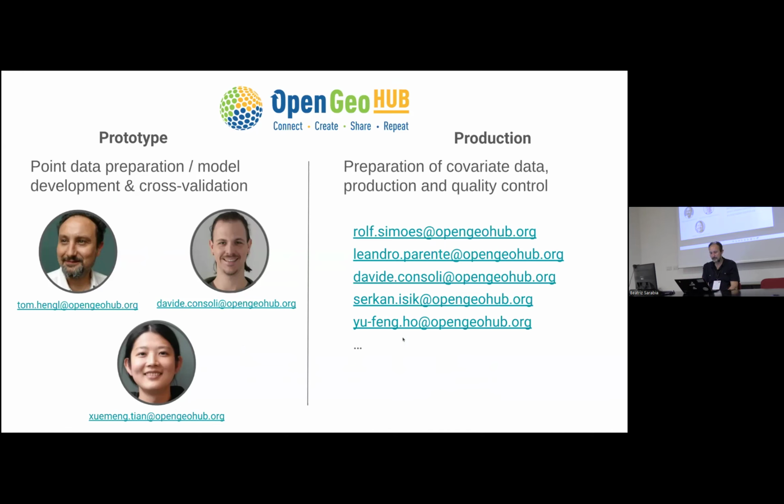So inside OpenGeoHub we had mainly Davide, Shumong, and me. We did most of the work with the modeling. I did most of the work to prepare the covariates and the point data. And Davide and Shumong were leading fine-tuning and machine learning, and Davide was leading the prediction process. So that's how we got organized.